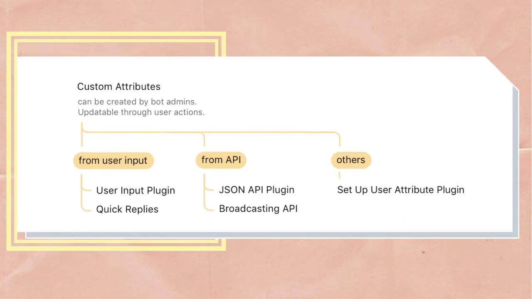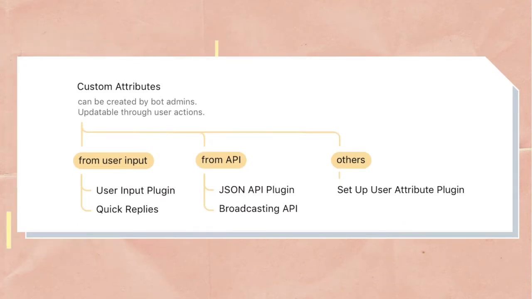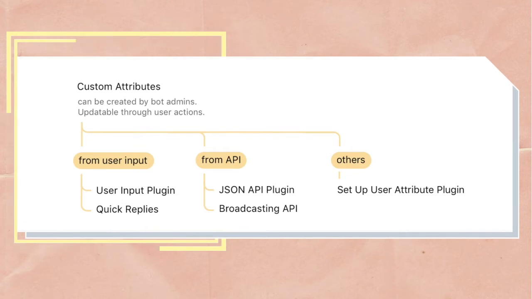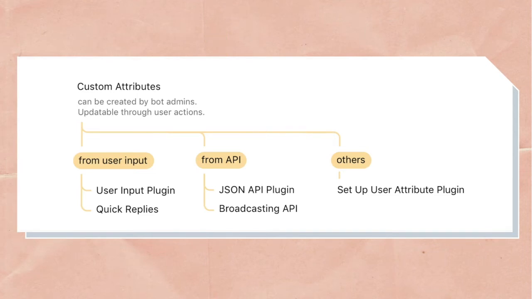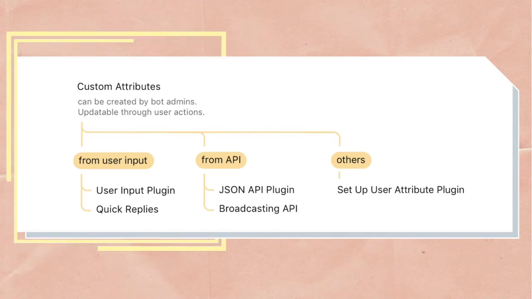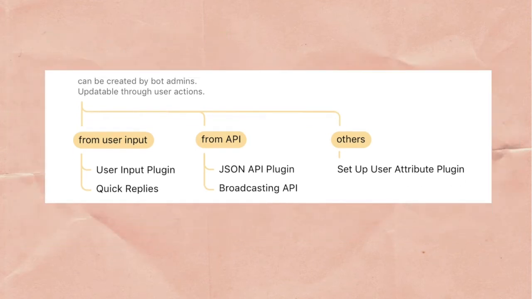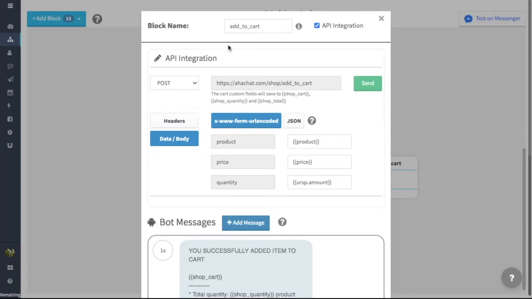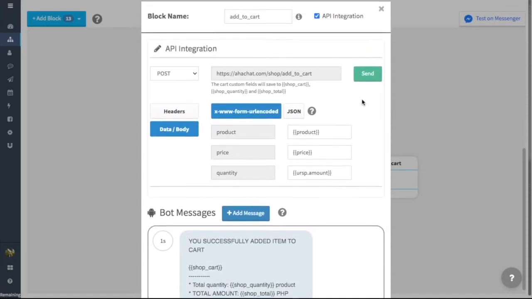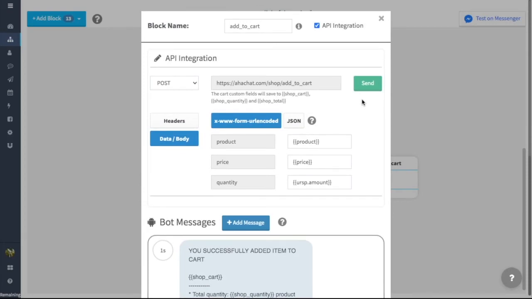The next type is custom attributes. You can create your own attributes using the attribute block or audience menu, the JSON API plugin, and also by having your user select a quick reply. You can overwrite existing values of an attribute by assigning another value to it. So unlike the first one, you can modify this one. The sample attributes are from user input, from API, and others. Here is an example from the shopping cart API integration. You can see here the attributes product, quantity, and price, as well as the value on the other side.